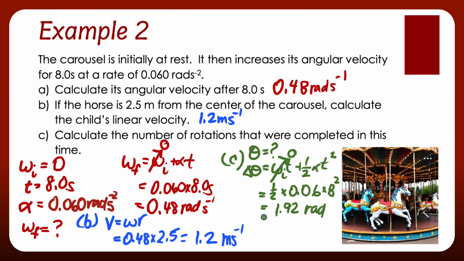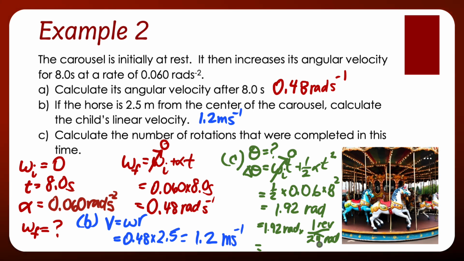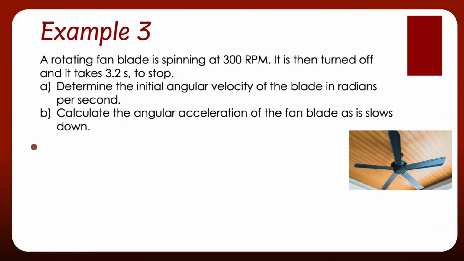So if I change my units, I have 2 pi radians in 1 revolution. So since 1 revolution is the same as 2 pi radians, this is like multiplying by 1. Notice I've written them so my radians will cancel out. And this will give me 0.3 revolutions. So the number of rotations that were completed, 0.3 revolutions.